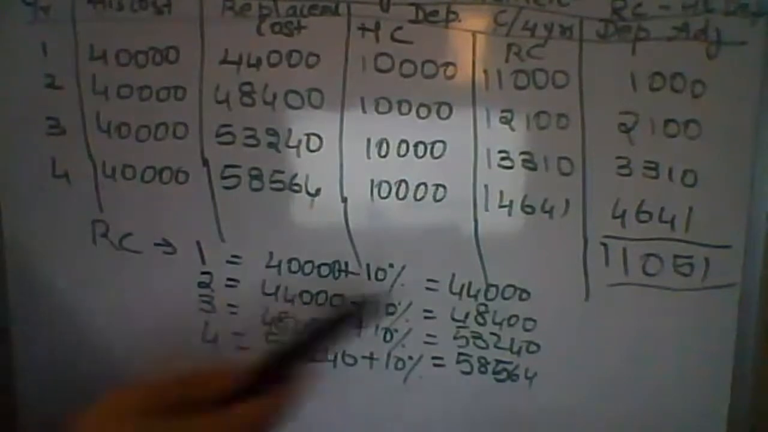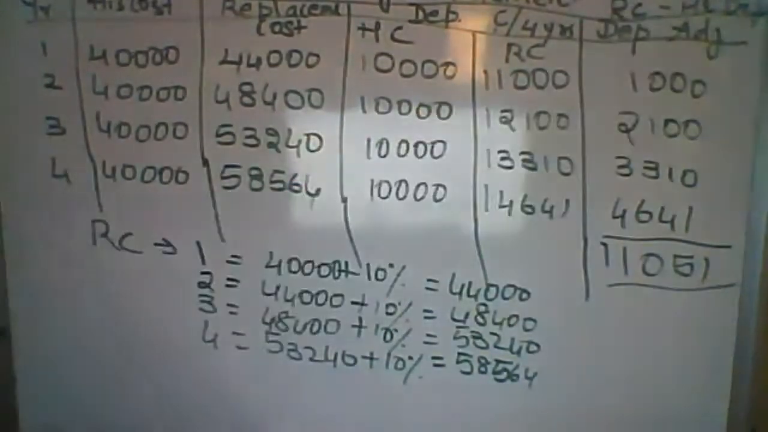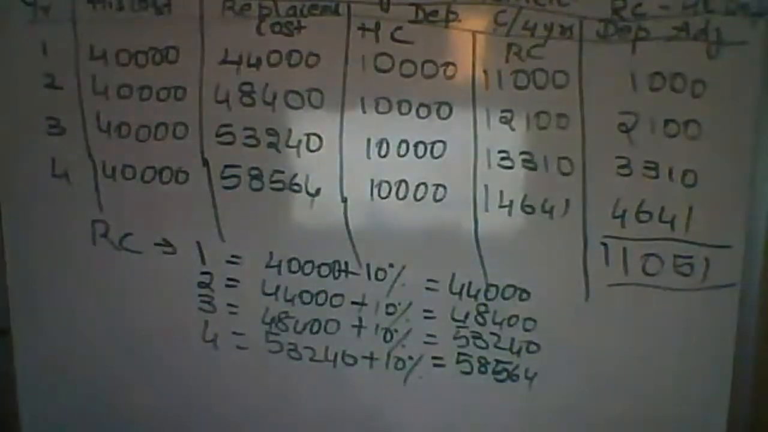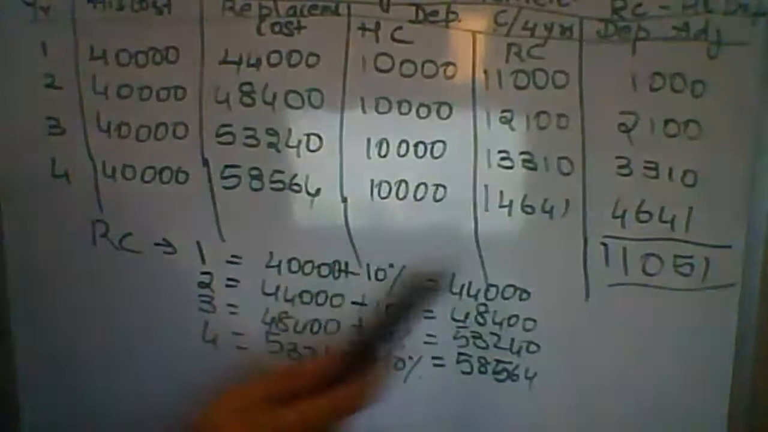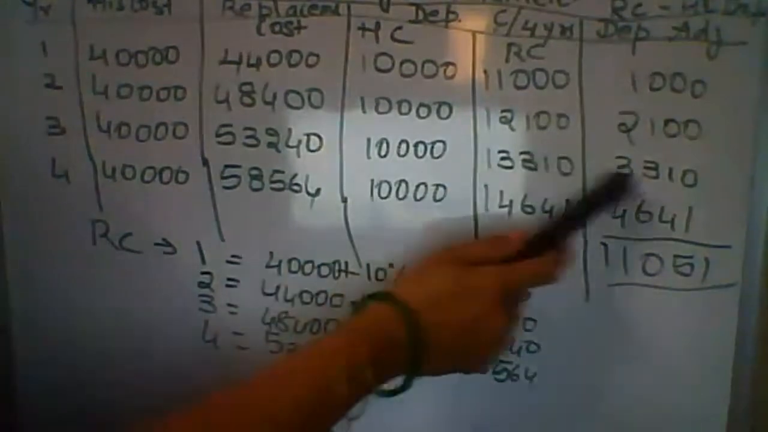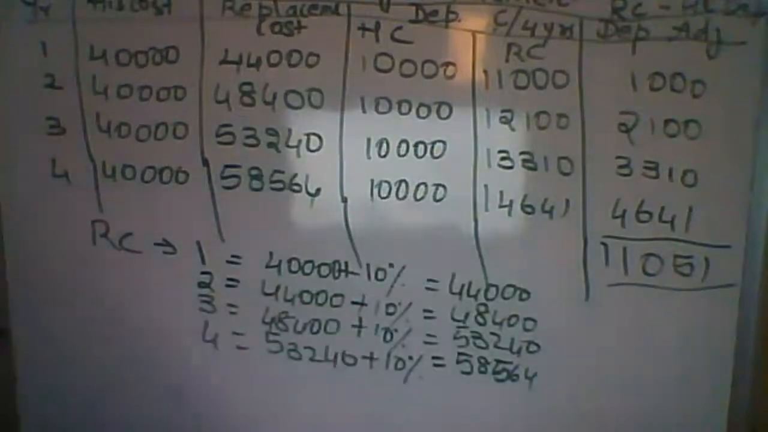Then the depreciation adjustment: depreciation according to replacement cost minus depreciation according to historical cost. So 11,000 minus 10,000, 1,000. 12,100 minus 10,000, 2,100. 13,310 minus 10,000, 3,310. 14,641 minus 10,000, 4,641. So I am getting a total depreciation for all the 4 years, which is yet to be adjusted.